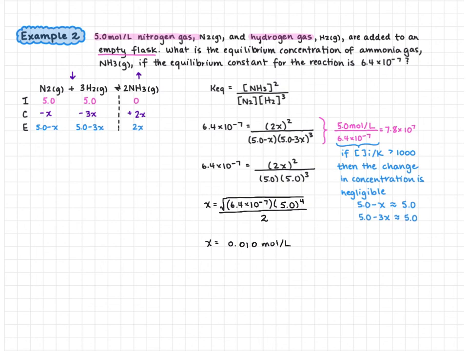So our question was asking us to find the equilibrium concentration of ammonia gas. So our equilibrium concentration of ammonia gas is going to equal 2x. And so that's going to equal 2 times 0.010 moles per liter. And so this equals 0.020 moles per liter. And that is our equilibrium concentration of ammonia gas.